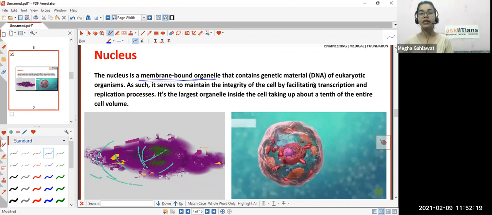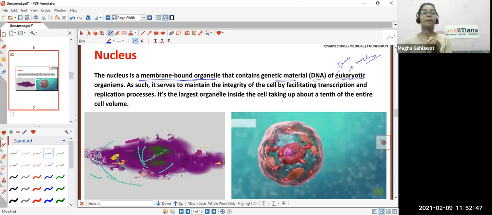Okay, and it contains the DNA, which is the genetic material. And I did discuss this in the previous session as well. DNA, or the genetic material, is the hereditary material. What is hereditary material? That which is passed on from one generation to another generation, right? Now, coming back, it is present in the eukaryotic cells. Remember, true karyotic nucleus.